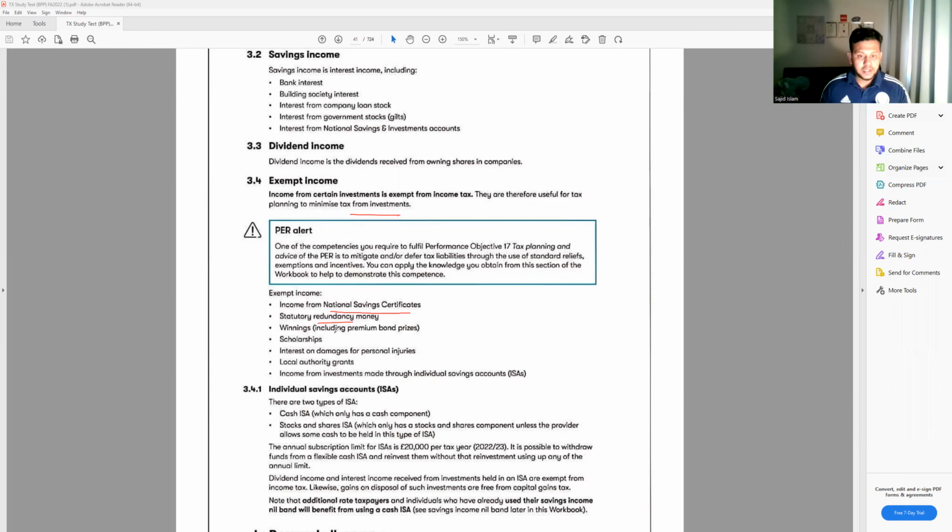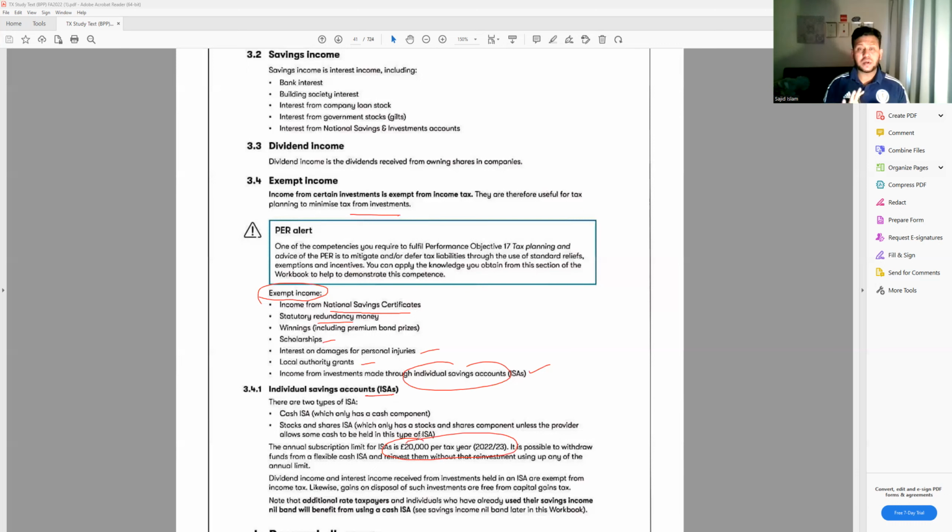Then you have winnings. So if you win a prize, lottery or bond, a scholarship, interest on damages for personal injuries, local authority grants, and income from investments, such as an ISA, individual savings account. These things are exempt income. But for the ISA there is a limit. The limit is £20,000 per tax year. So you have to remember the exemptions.